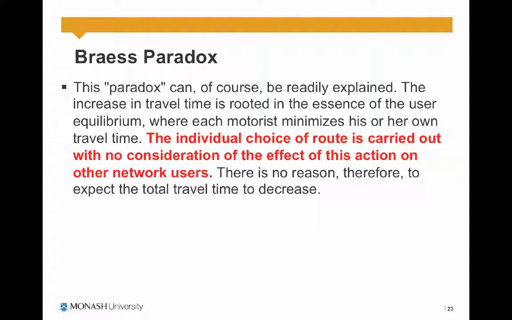This Braess's paradox can of course be readily explained. The increase in travel time is rooted in the essence of the user equilibrium, where each motorist minimizes his or her own travel time. The individual choice of route is carried out with no consideration of the effect of this action on other network users. It's a selfish decision making. There's no reason, therefore, to expect the total travel time to decrease.